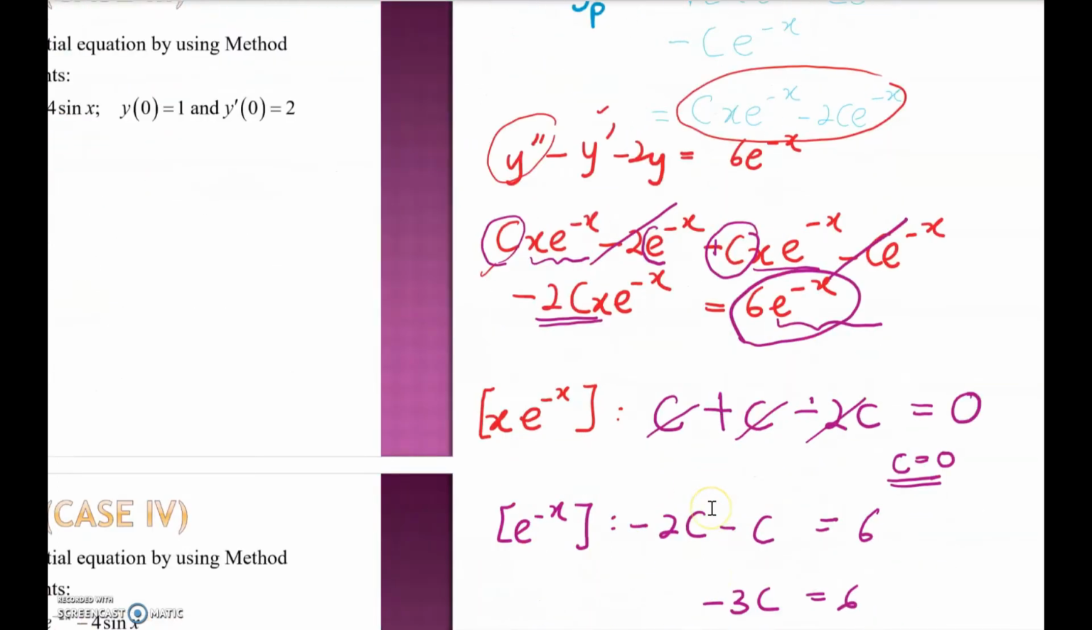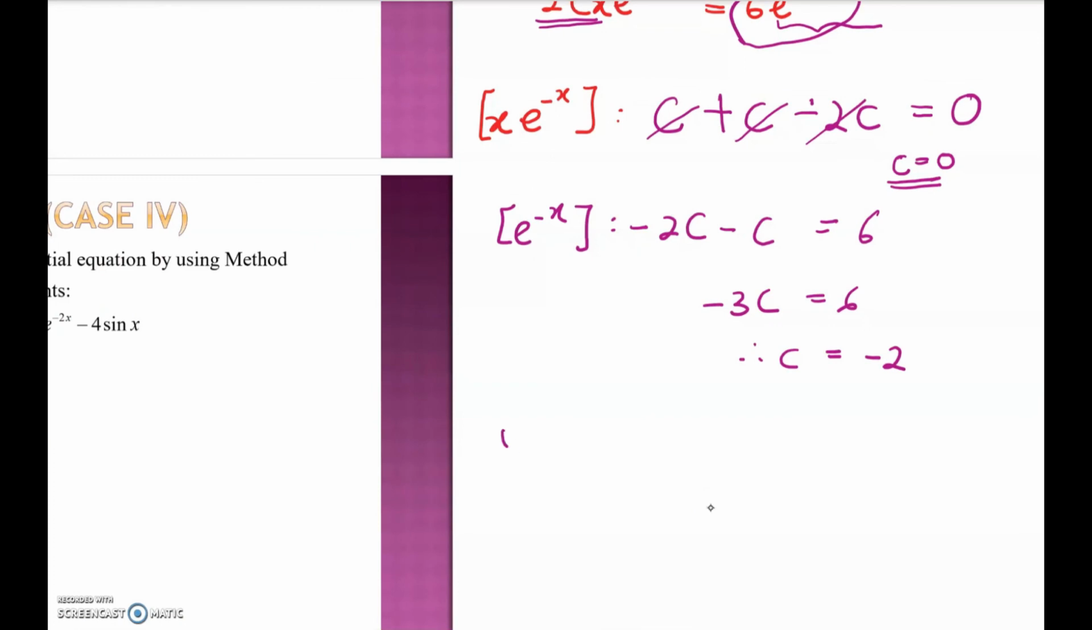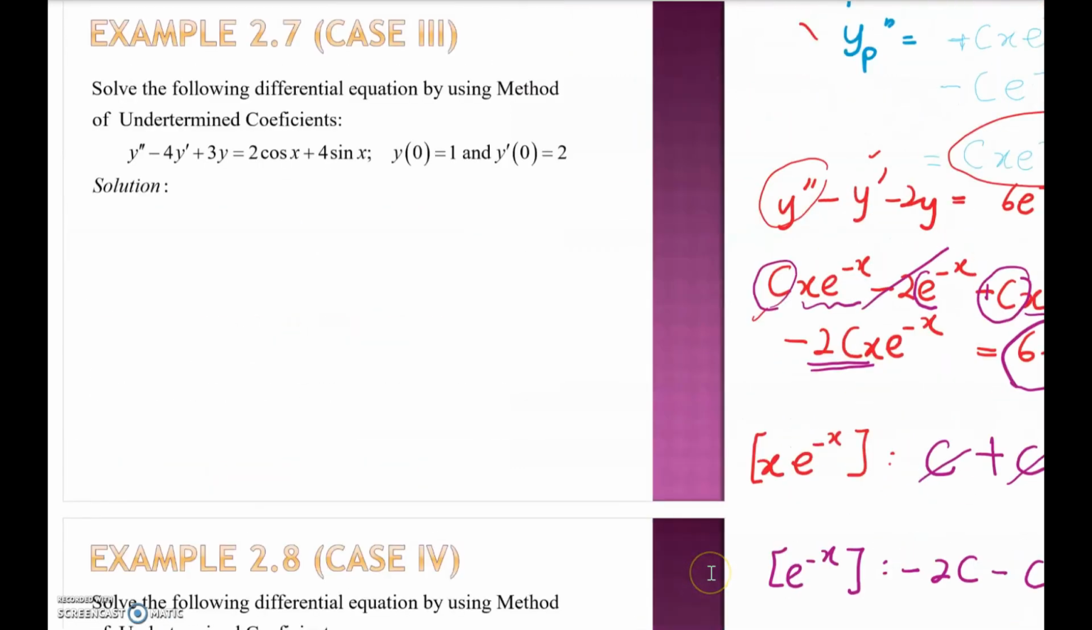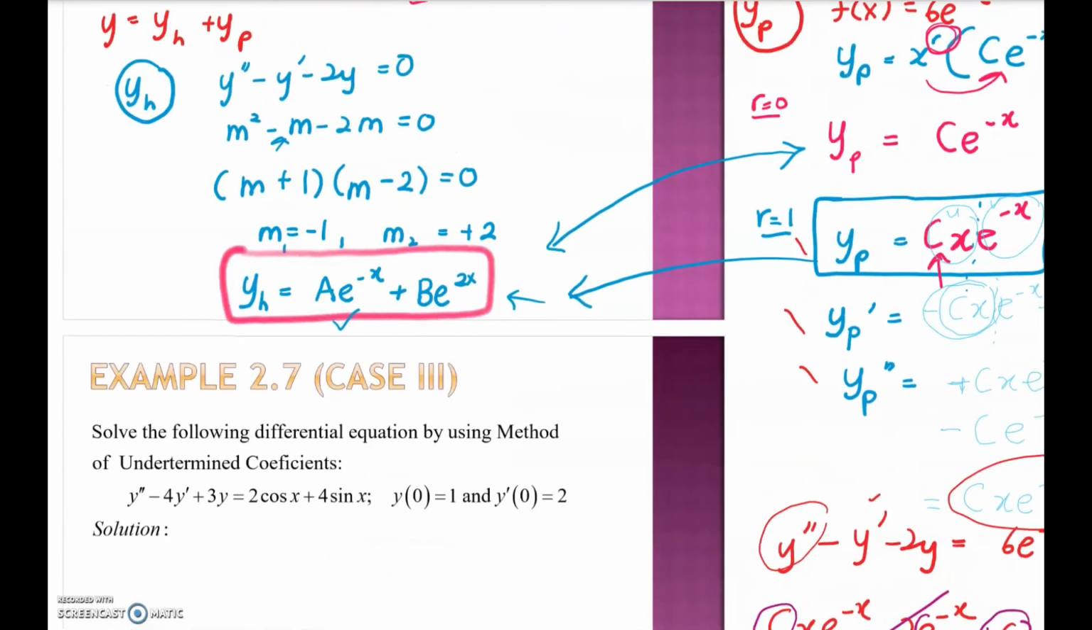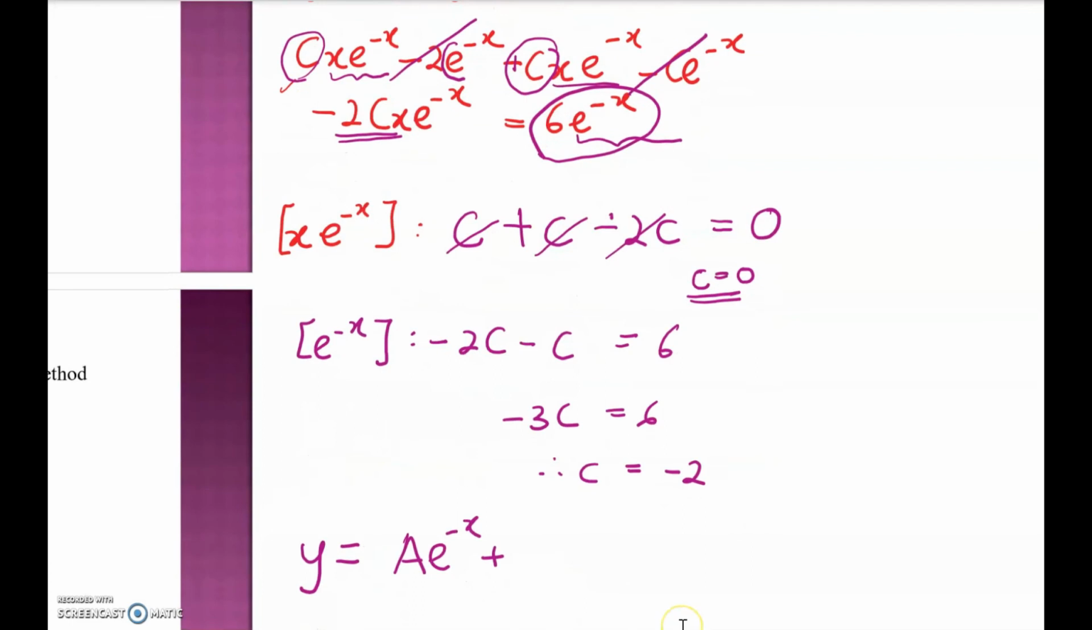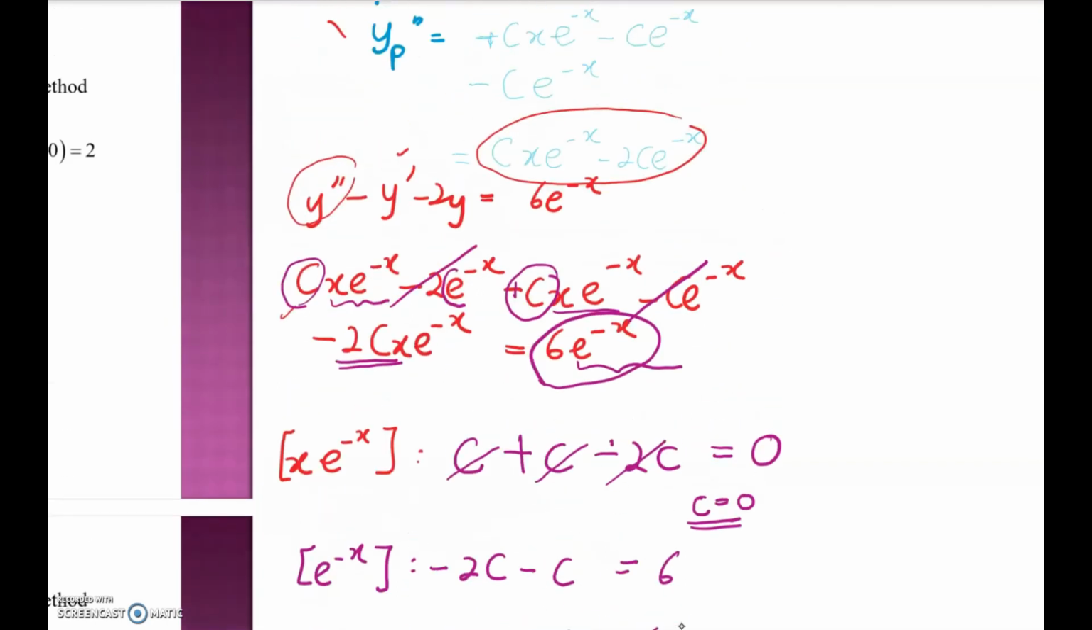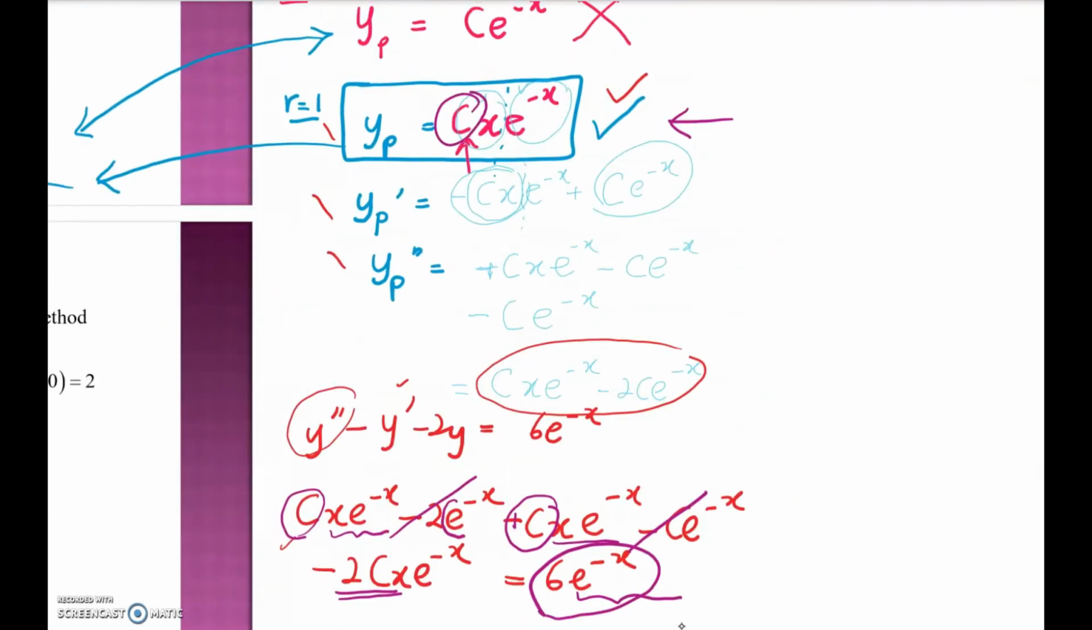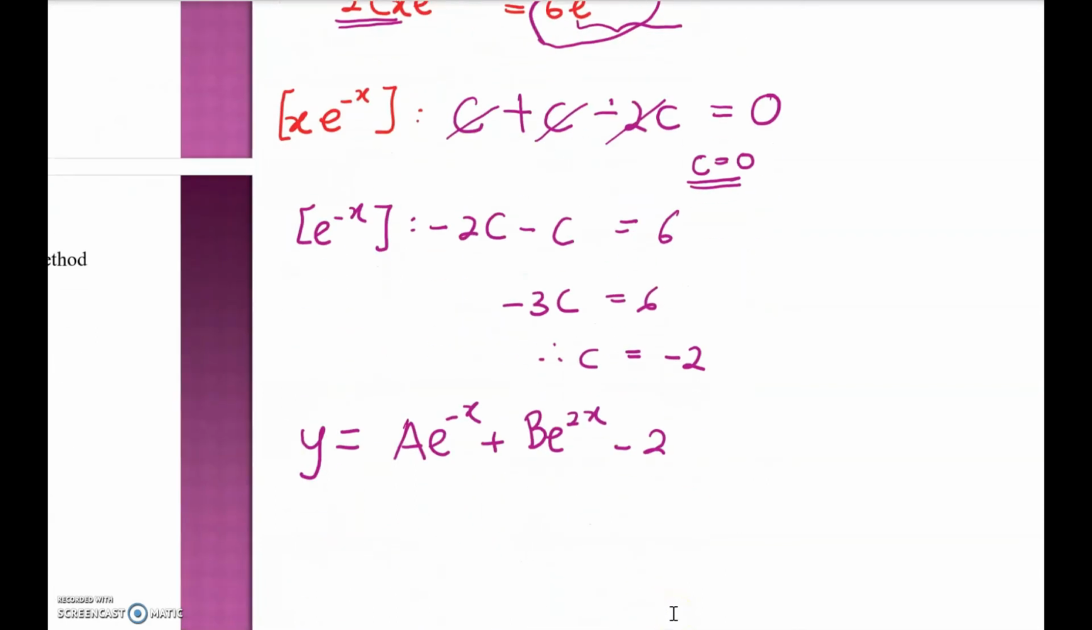Okay, so that our final solution, the general solution would be y equals to yh plus yp. Yh is a e negative x plus, apa tadi just now? Okay, b e2x, sorry. Okay, so we have b e2x, and then we have minus 2. Minus 2 is your c. C, and then we have x e negative x, so we have x e negative x.